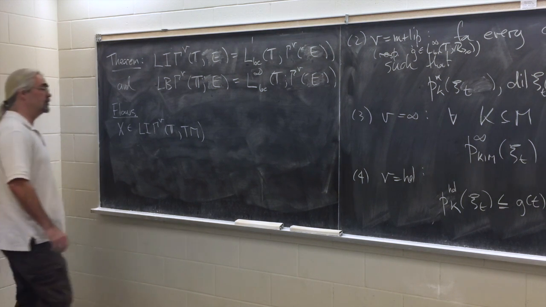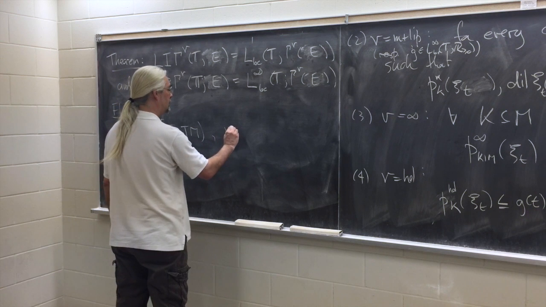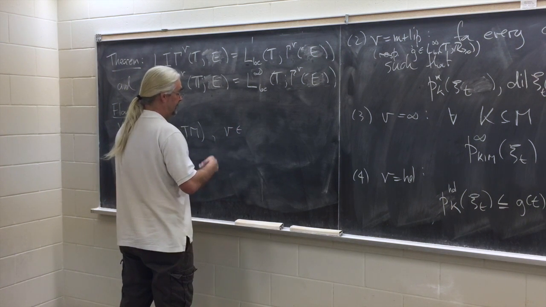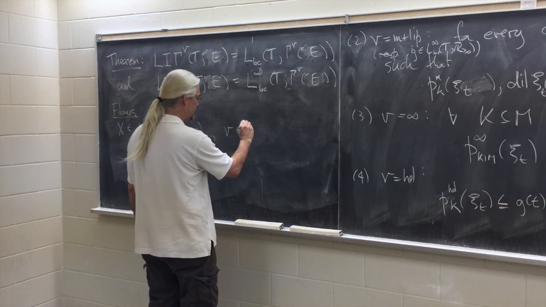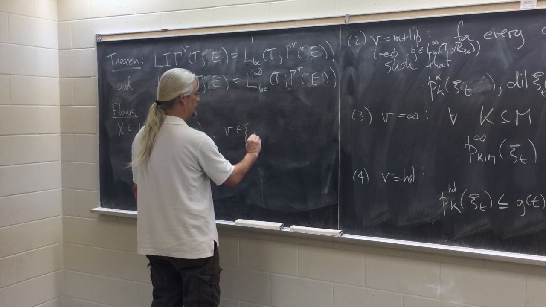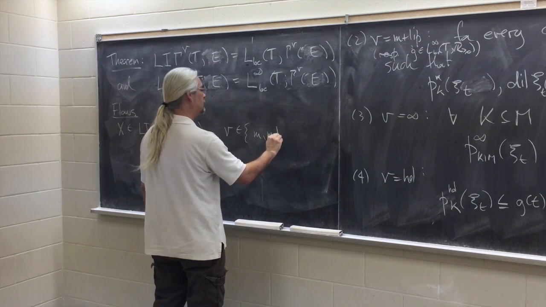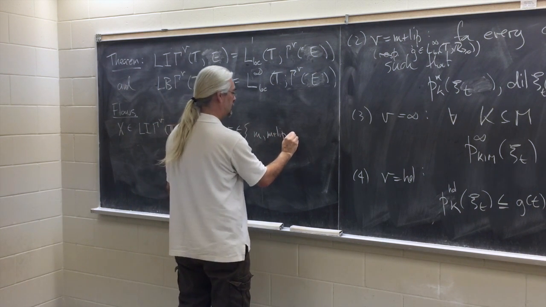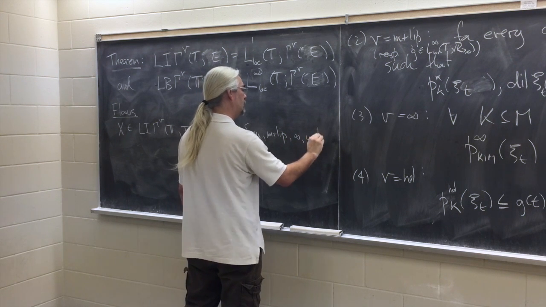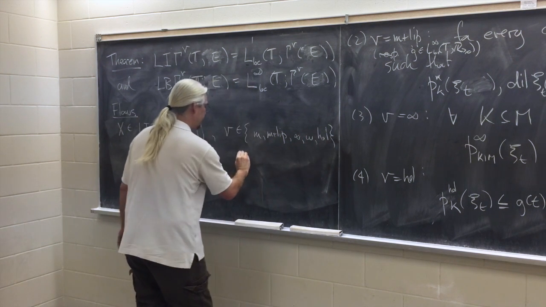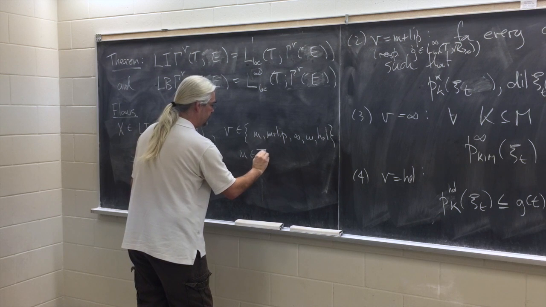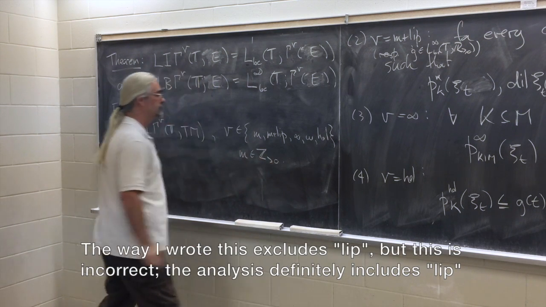So we're always going to assume here that nu is at least Lip. And here m has to be positive.